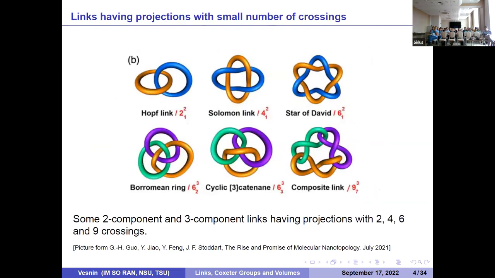Also, we are talking about links. So we consider a few circles embedded in the sphere without intersection. So you get some collection of closed curves in the space. And some of them are very famous. They have special names, for example, the Hopf link, a link with two components, the Borromean rings with three components, and so on. So you see there are different components. Each component is a knot. So also these objects are very nice. And this picture is from a paper about molecular nanotechnology. Some people are very interested in these applications these days.